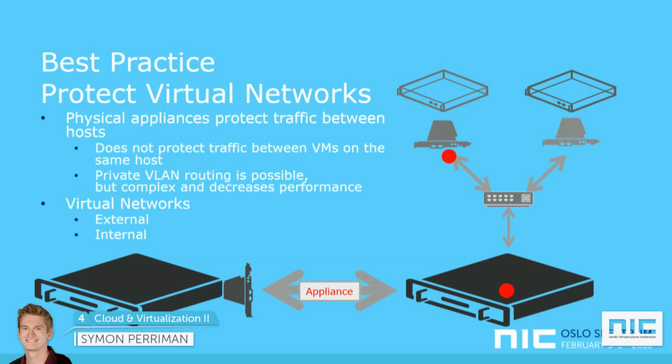Now, there are some ways to work around it. You can route the traffic out by creating a tunnel, by creating a private VLAN, things like that. But if I have to route the traffic from my host out to the external appliance and then back into that same host, that's going to take a performance hit. That's going to use more network traffic, so it's inefficient.